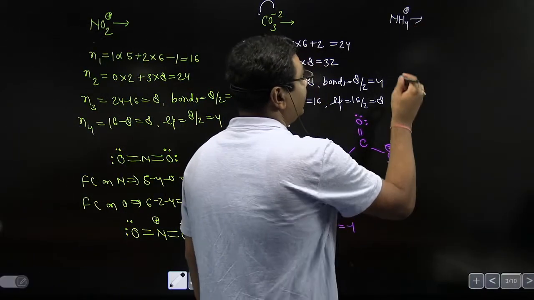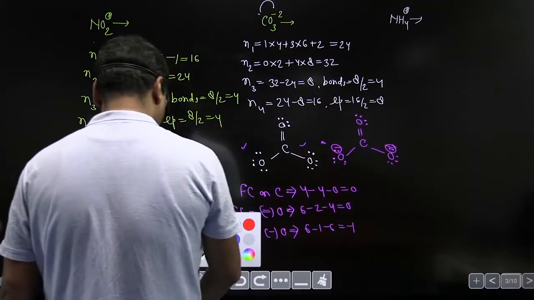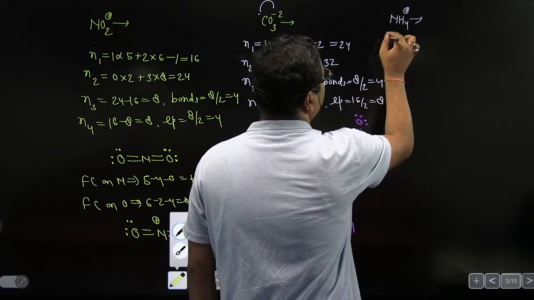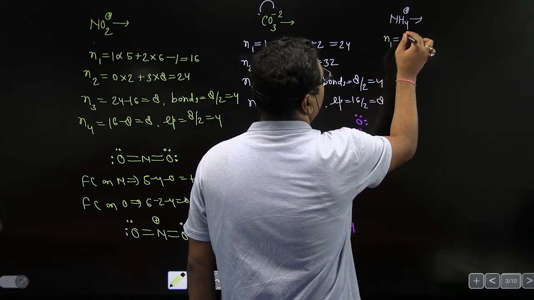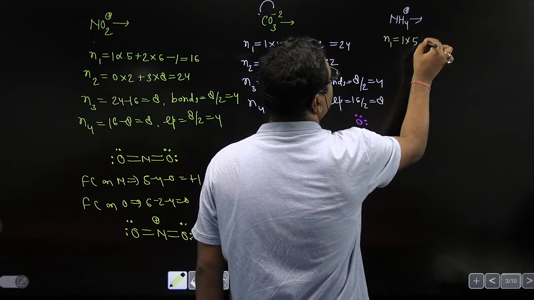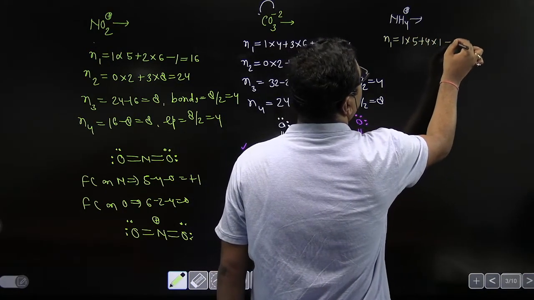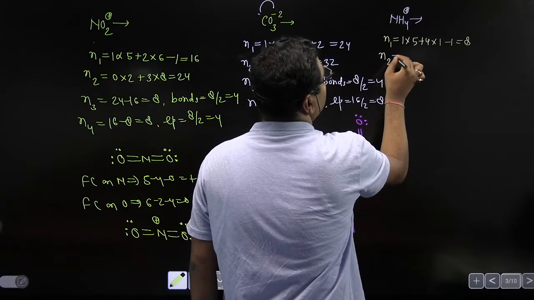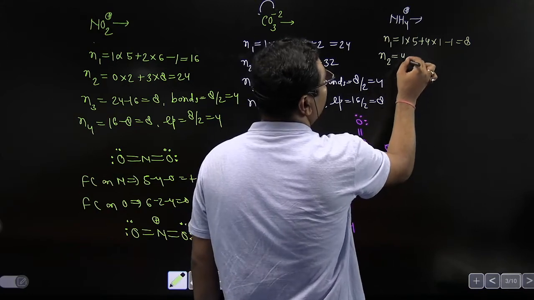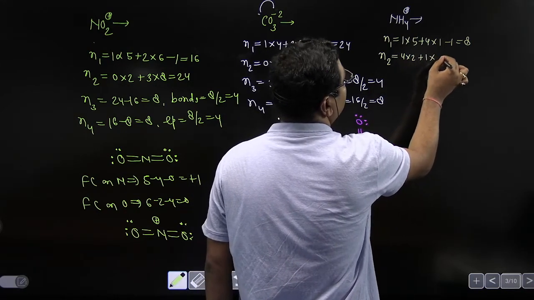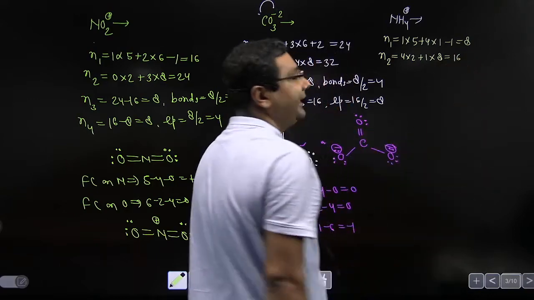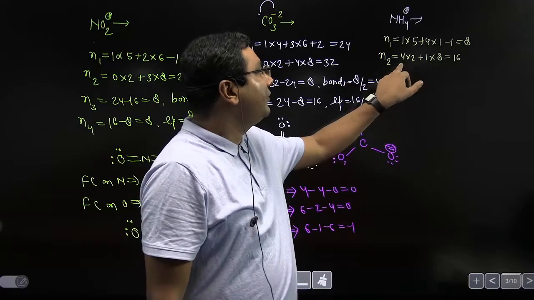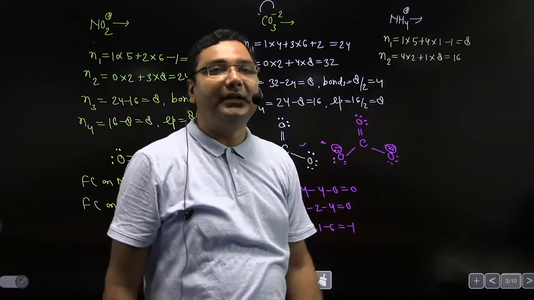Now for NH4 plus, we have to find N1, N2, N3, N4. First of all, N1: 1 into 5 plus 4 into 1 minus 1 positive charge, this is equal to 8. Now N2: hydrogen atoms are 4, so 4 into 2 plus 1 into 8, this is equal to 16. N2 equals the number of hydrogen atoms into 2 plus the number of other atoms into 8: 4 hydrogen, 1 nitrogen, 4 into 2 plus 1 into 8.